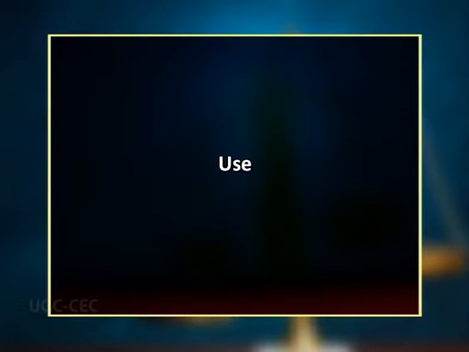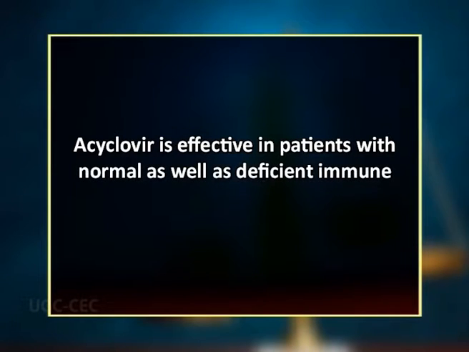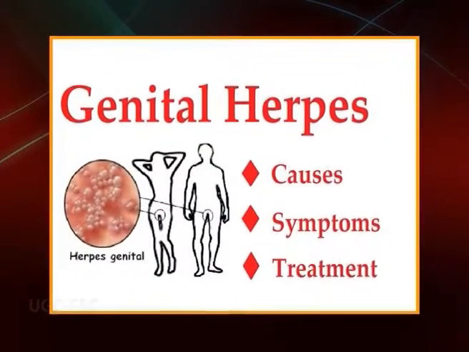Now, some of its uses. Acyclovir is effective in patients with normal as well as deficient immune status. Genital herpes simplex, generally caused by type 2 virus, can be treated by topical, oral or parenteral acyclovir depending on stage and severity of disease.